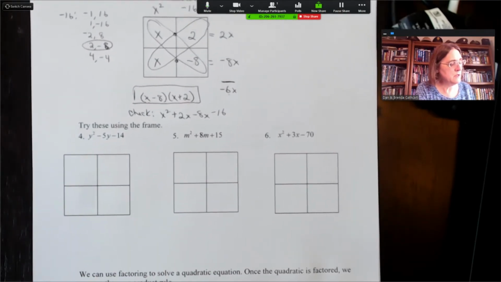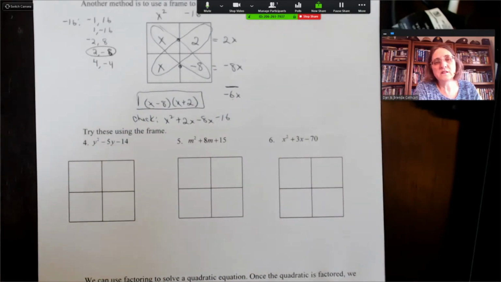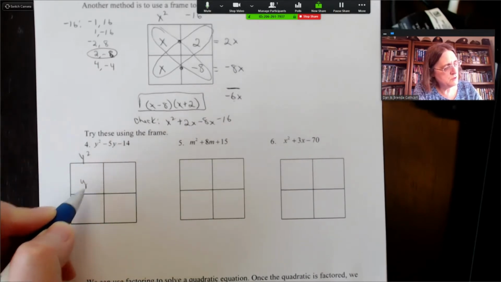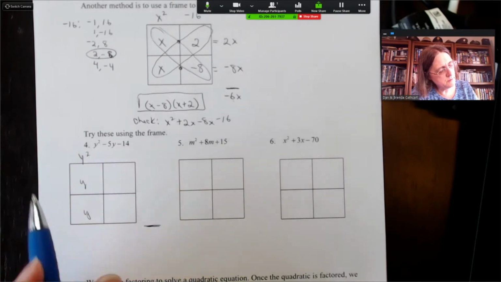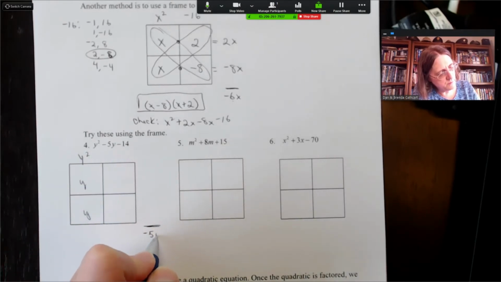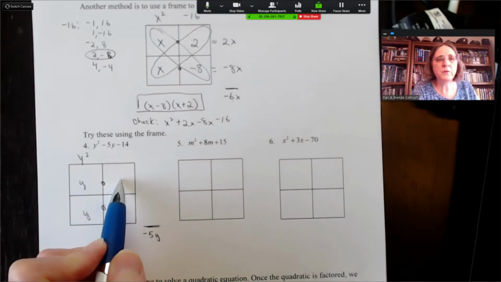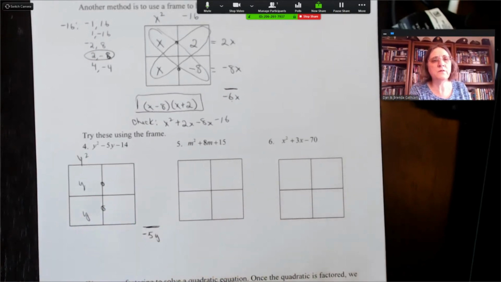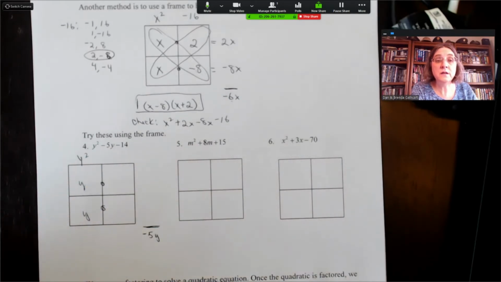Let's try these using a frame. Here we're using the variable y squared instead of x. It's okay, we can do that. We have y squared, which is y times y. Our goal is the middle term of negative 5y. We want to take y multiplied by one of the factors of negative 14 and add them to get negative 5y.